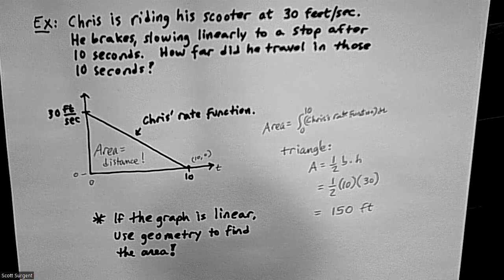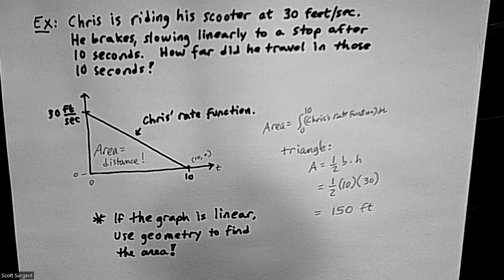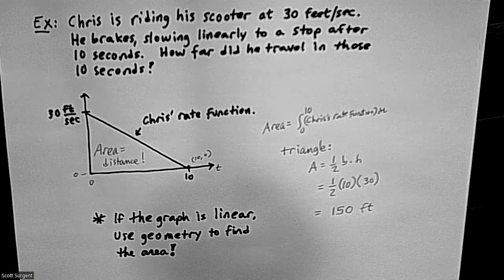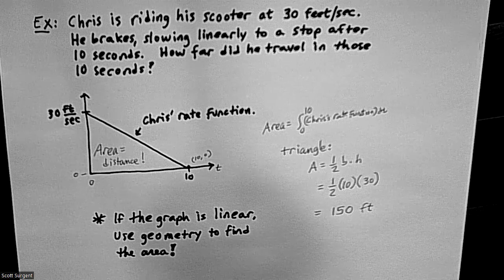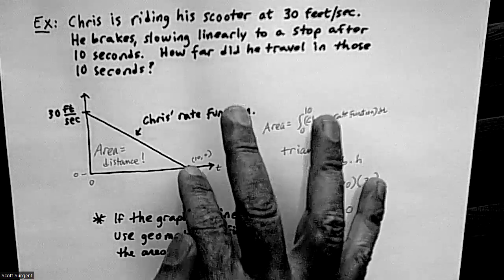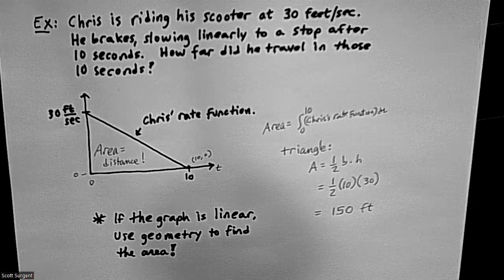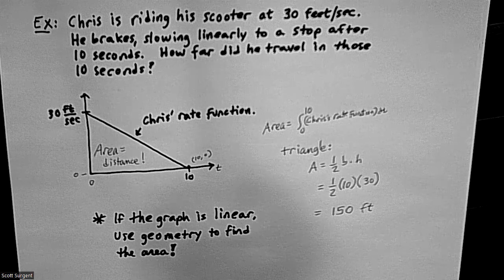So to summarize here, in a sense, Chris is accumulating distance. Even though he's braking and he's slowing, he's still accumulating distance. And from a calculus standpoint, I can graph his rate function, which you see here, and I know that the area is going to be useful to me. It's actually the distance in this case. I just need some way to find it.